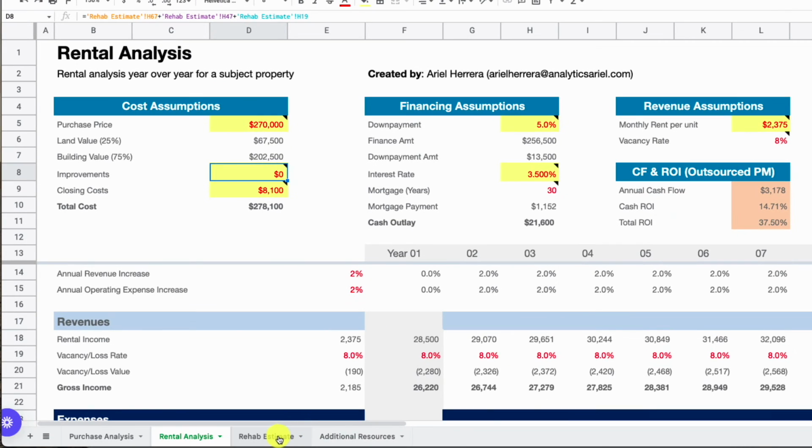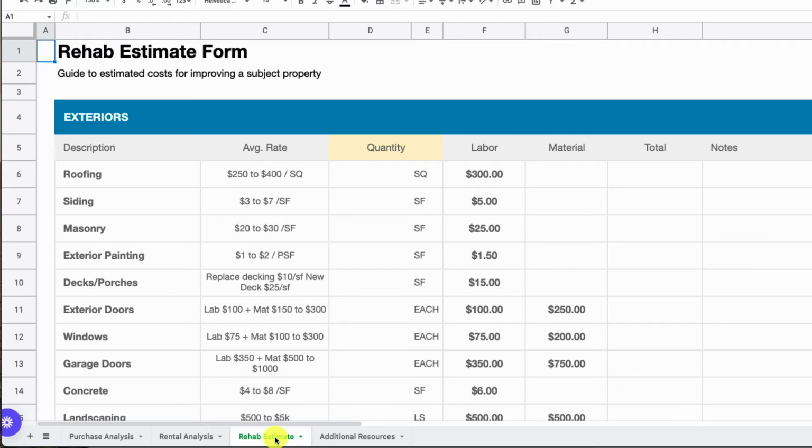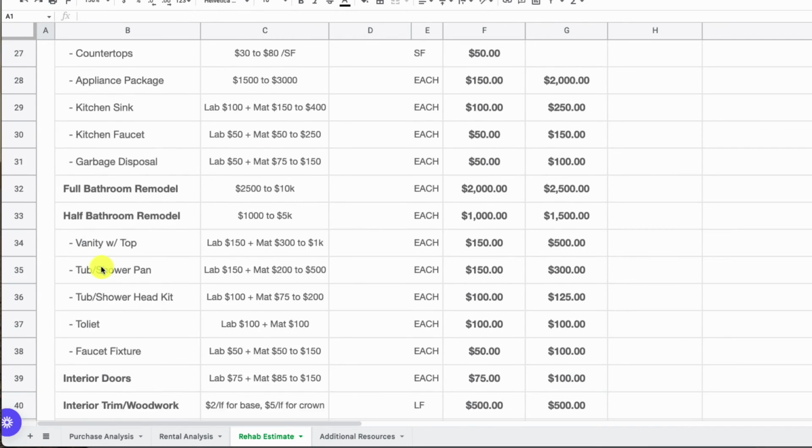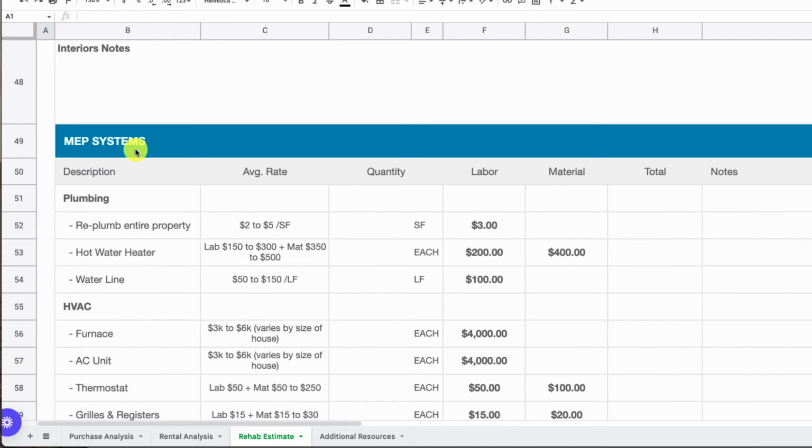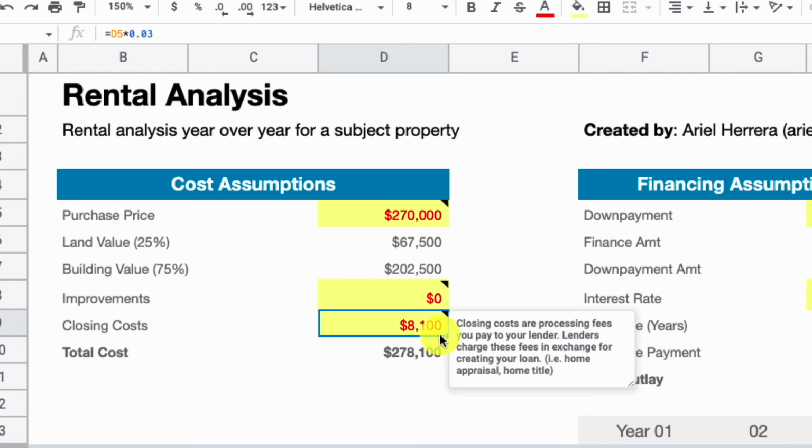However, if you wanted to do more of an analysis on improvements, maybe you're getting something that's older, then you could use the Rehab Estimate tab that has a selection of different types of expenses that you may incur for improvements, such as exteriors, interiors, and MEP systems. Some of these prices may be a bit outdated depending on the cost of labor and material, but it still could be really useful to work with. Next would be closing costs, which is typically about 3% of a purchase price, so I have this automatically calculated as well. You could always override this with your own number too.